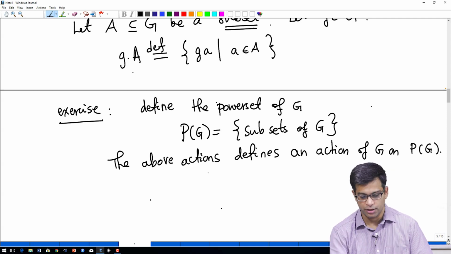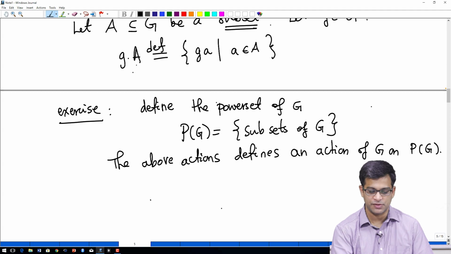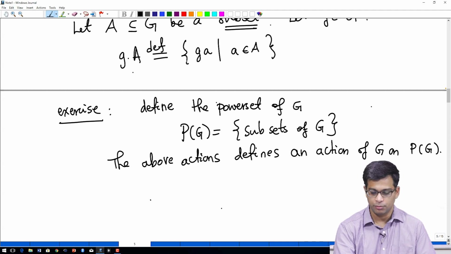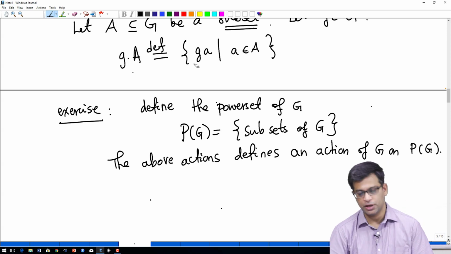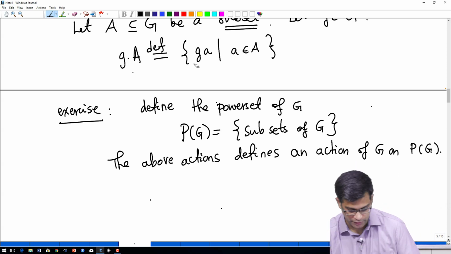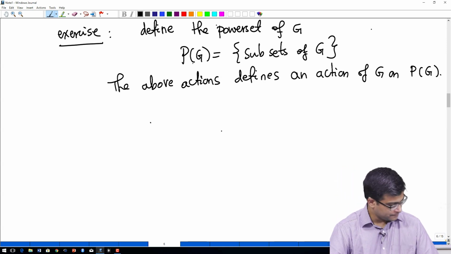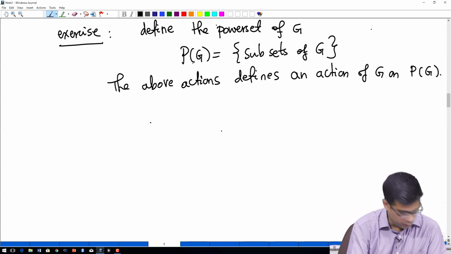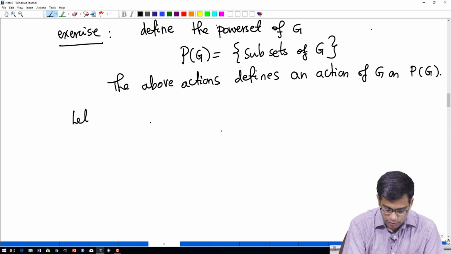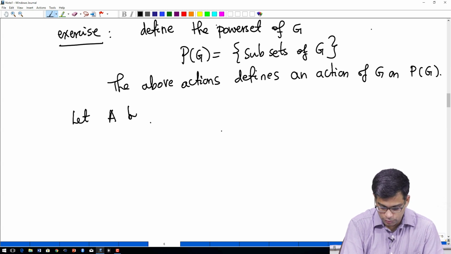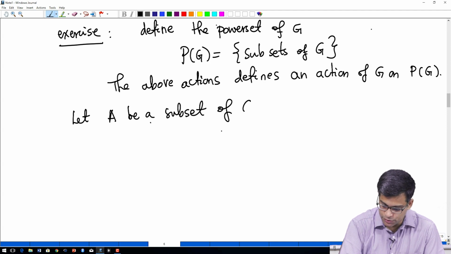What are the conditions to check? Identity times any subset is itself, that is clear, because if g is the identity, g times A is just A, and similarly the associativity property holds, which is trivial to check. So, we have an action of the group on the power set. Now let us fix a subset of G.